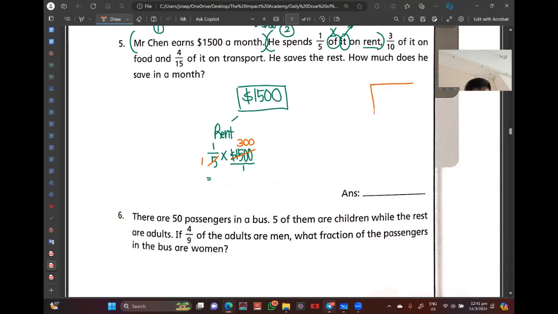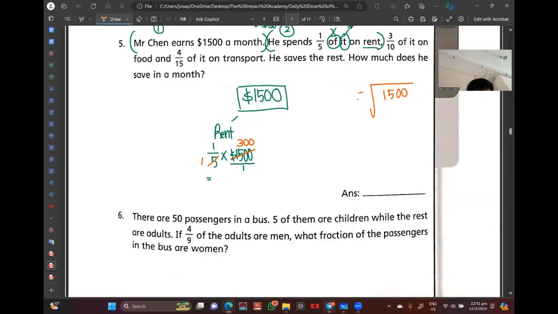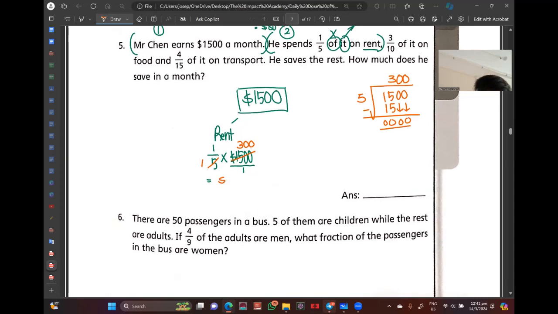Am I making sense? If you don't understand, I will show you. 1,500 divided by 5. Can you see? 5 times 3 is 15. You all agree so far? You bring down the 0, right? So you just put 300. Can you see why this is 300? Okay, so how much is spent on rent? $300 is spent on rent.